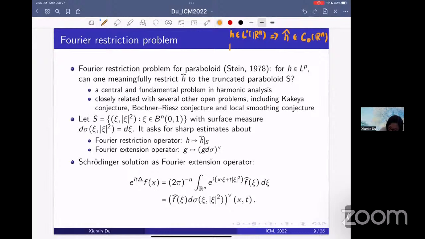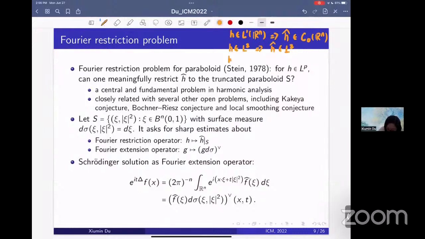Now suppose h is an L2 function. Then its Fourier transform is also in L2. And we know that the Fourier transform is a bijection between L2 functions. So here, this h hat can be an arbitrary L2 function. And in this case, there is no meaning to restrict h hat onto a subset of zero Lebesgue measure.